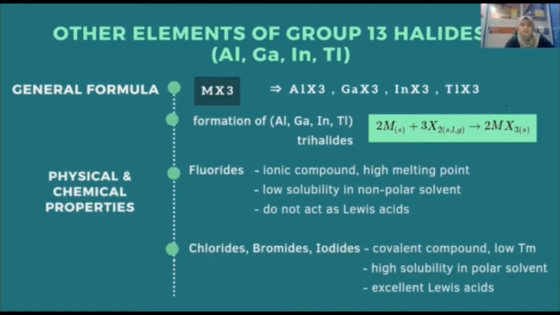The properties of the fluoride compounds in group 13 are that they are ionic compounds, so they have a high melting point because it requires a lot of energy to break the bonds in an ionic compound, and they have low solubility in non-polar solvents, and they do not act as Lewis acids. But the chlorides, bromides, and iodides in group 13 are covalent compounds, so they have a low melting point, in contrast with fluorides, because in covalent compounds the electrostatic force between the atoms is weak, so it requires low energy to break the bond. They have high solubility in polar solvents, and they are also excellent Lewis acids.